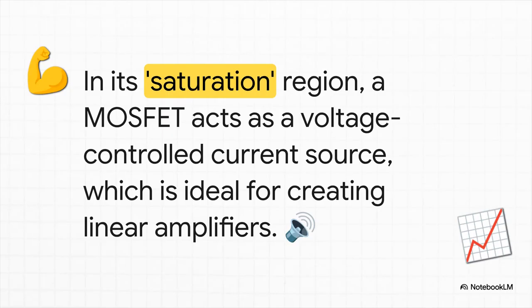Remember that saturation region we talked about? Well, this is where it becomes the star of the show for analog circuits. In this mode, a tiny change in the gate voltage causes a huge but perfectly proportional change in the current flowing through it. So a weak little input signal can be used to shape a much stronger output signal. And that, my friends, is amplification.